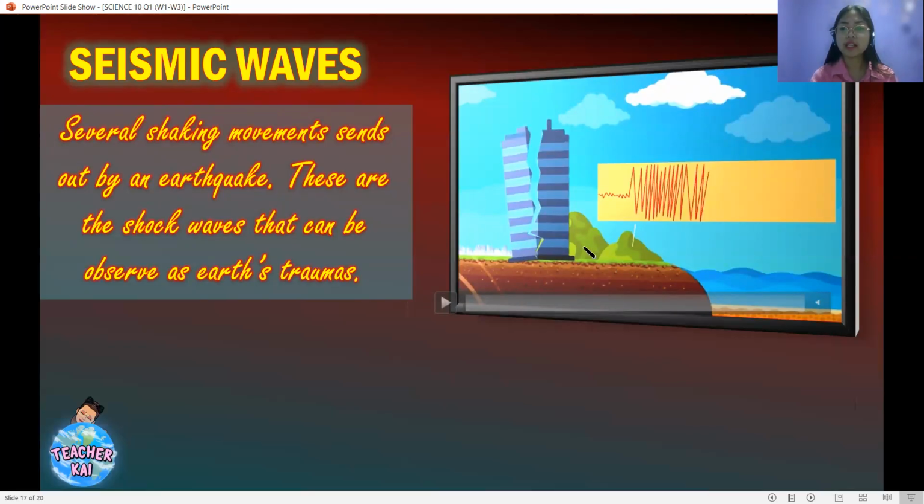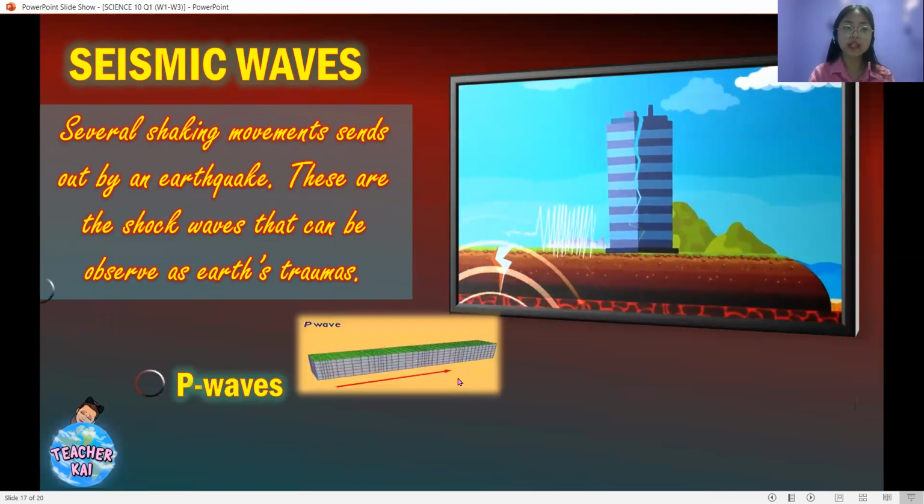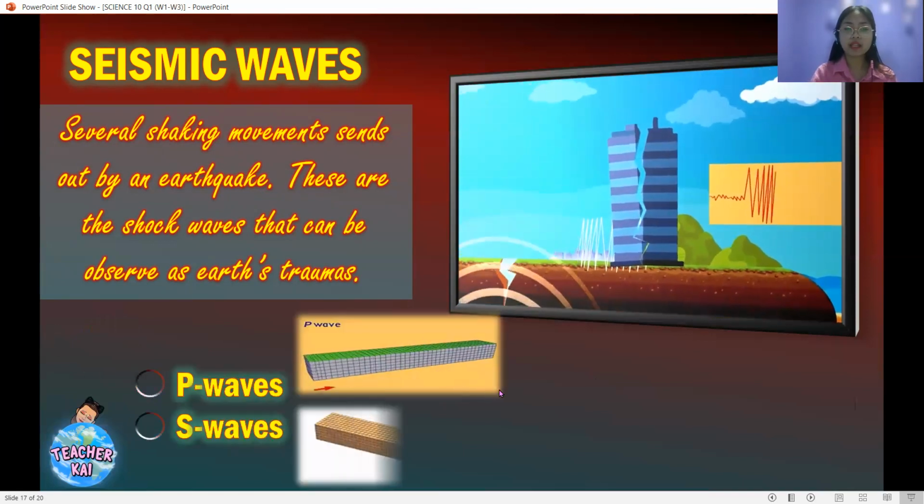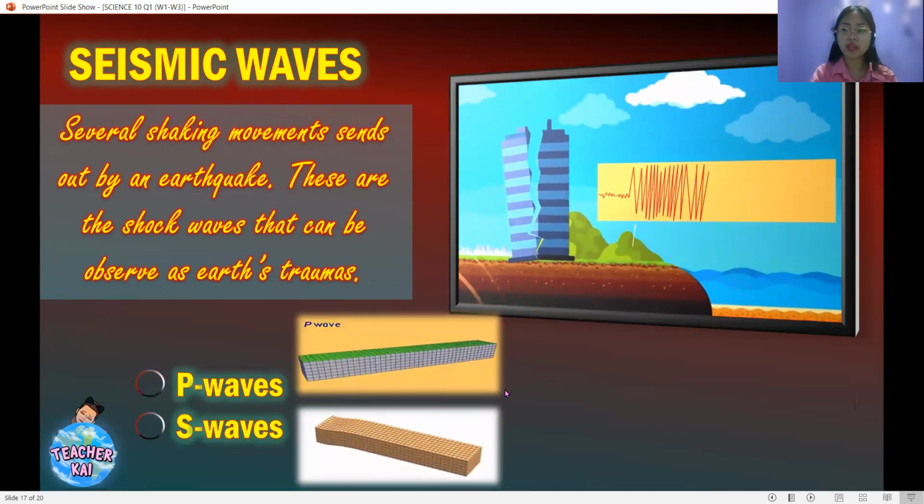Di ba? May mga nade-destroy yan because of the intensity of that earthquake. So diyan, makikita ninyo meron tayong waves, right? So that is what we call seismic waves. And sa seismic waves, meron tayong tinatawag na P waves and S waves. P waves or primary waves are those waves na nauuna na ma-release ng earthquake. And S waves, which means secondary waves, those are the second waves.